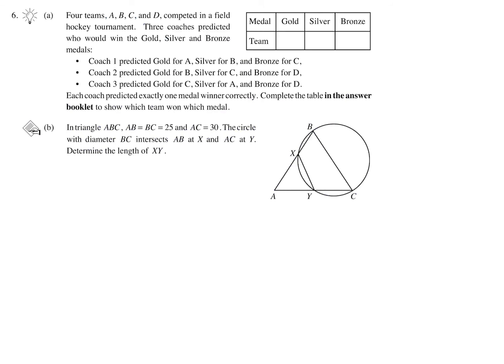Four teams, A, B, C, and D, competed in a field hockey tournament. 3 coaches predicted who won the gold, silver, and bronze. Coach 1 predicted as follows, Coach 2 predicted, and Coach 3 predicted. Each coach predicted exactly one medal winner correctly. Complete the table in the answer booklet to show which team won which medal.